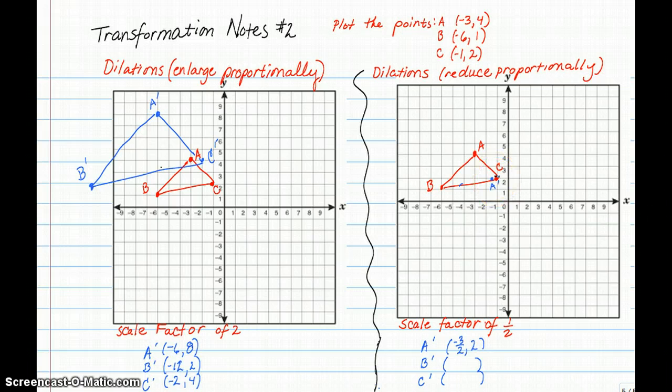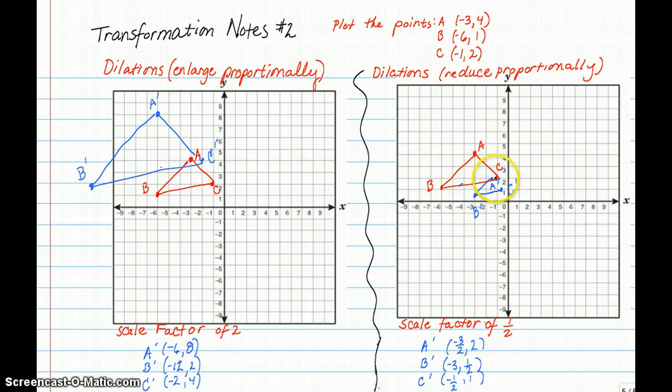And then we've got negative 6 divided by 2 is negative 3, or half of negative 6 is negative 3. Half of 1 is 0.5 or 1/2. So negative 3, 1/2. That's B prime. And then C prime is half of negative 1 is negative 1/2, and then half of 2 is 1. So negative 1/2, 1. And that's going to be C prime.